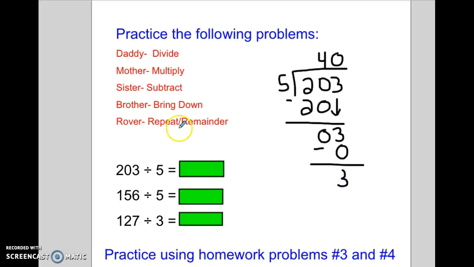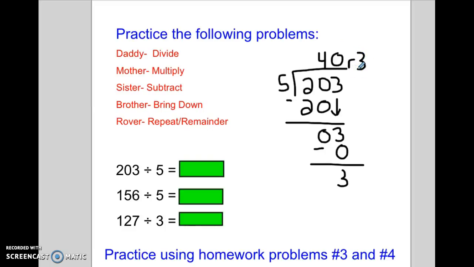And now I can either bring down, which I can't. Okay, there's nothing left to bring down. And then I get repeat or remainder. Well, I can't repeat because I didn't bring anything down, so it becomes a remainder. So it's 40 remainder of 3.